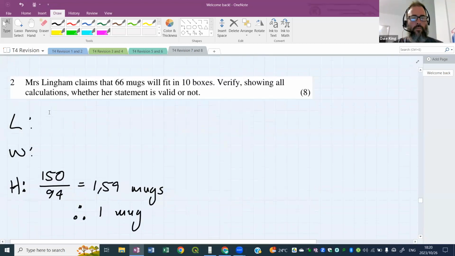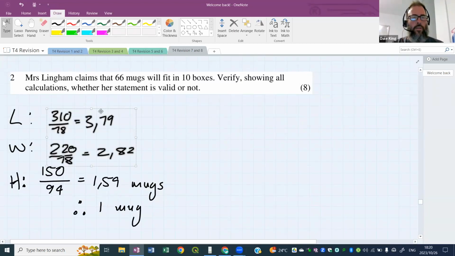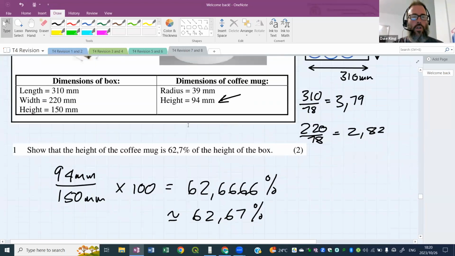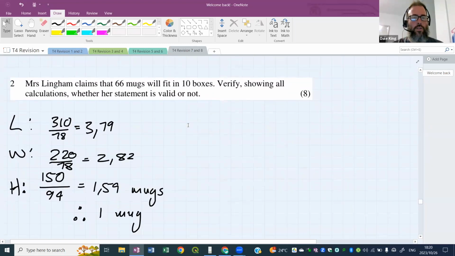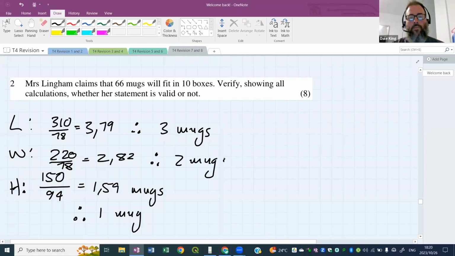There we go. And this needs to go 310 was the length and 220 was the width. Let me just check. Yes. So those calculations are correct. I'm going to say therefore 3 mugs, and over here, therefore 2 mugs. So we have the number of mugs lengthways, widthways, and heightways.